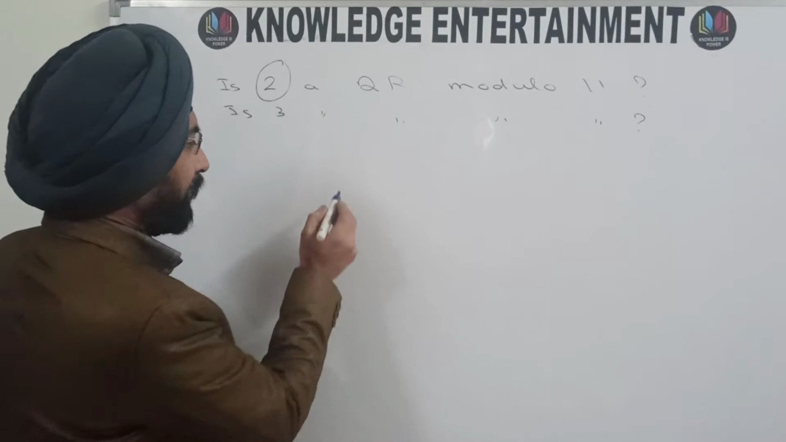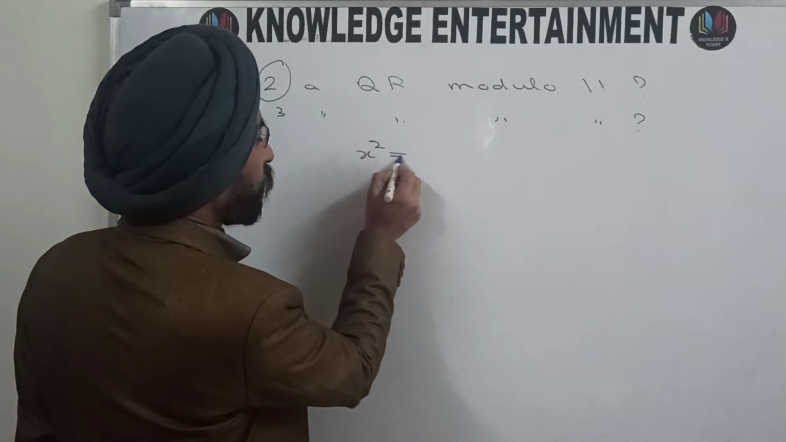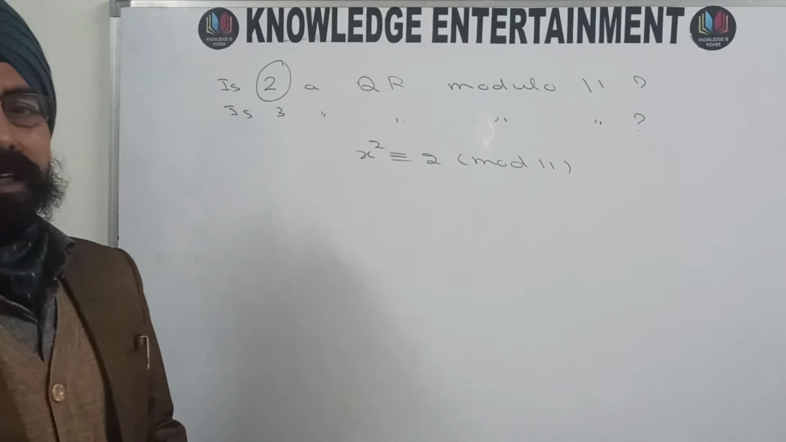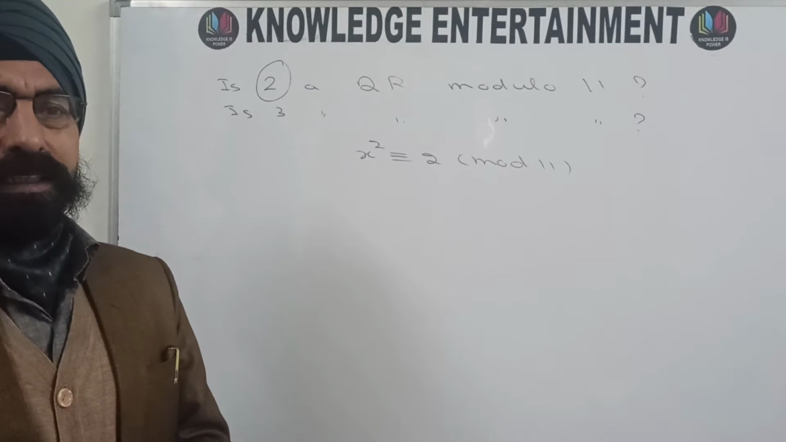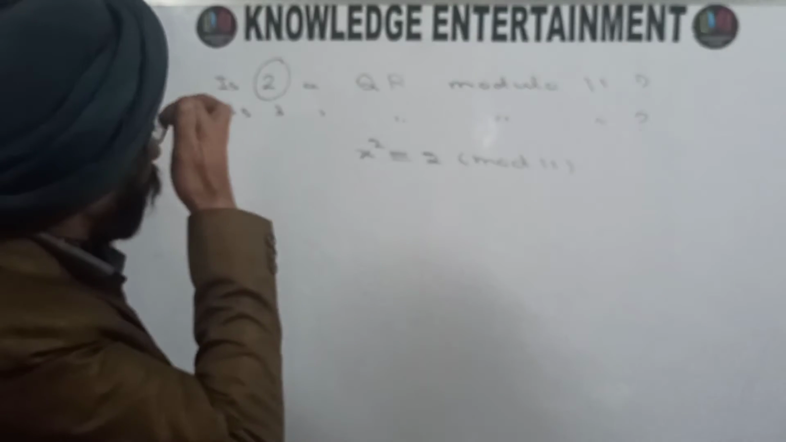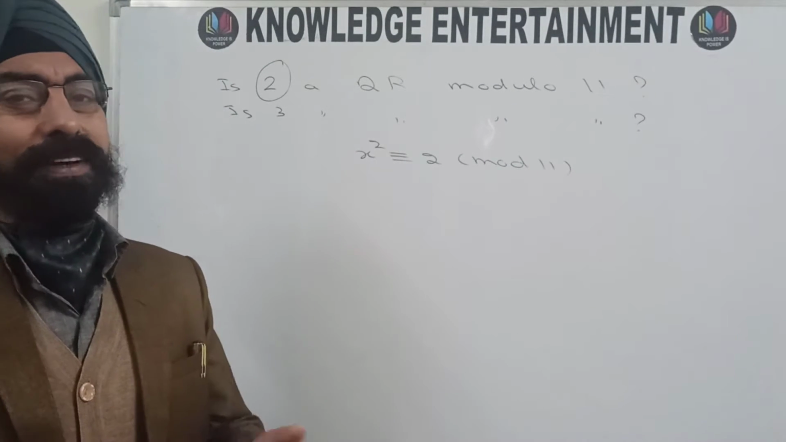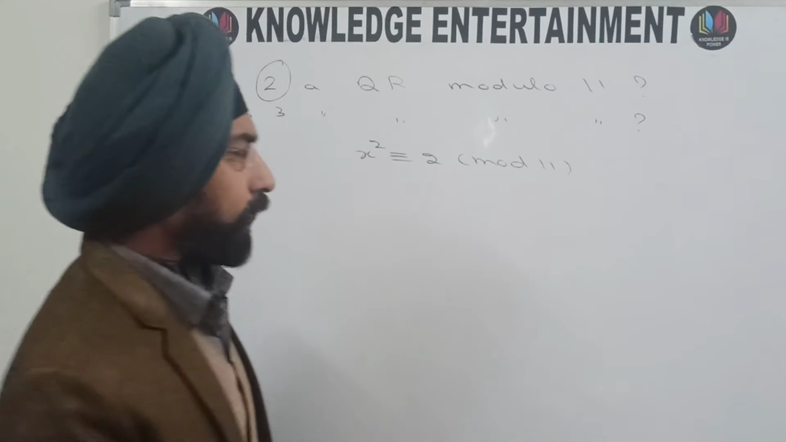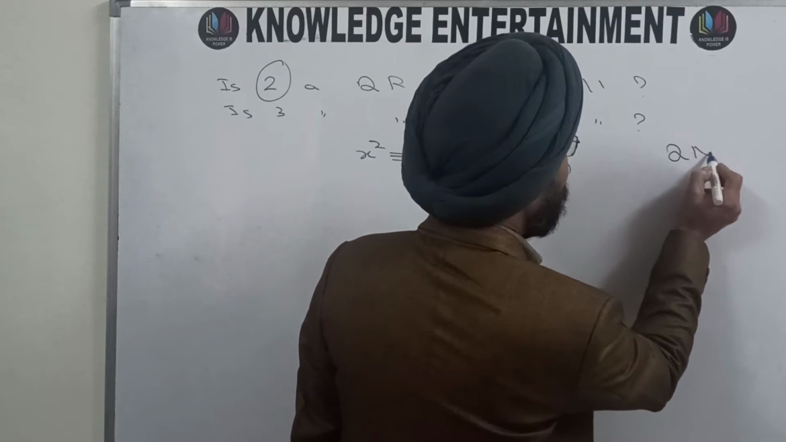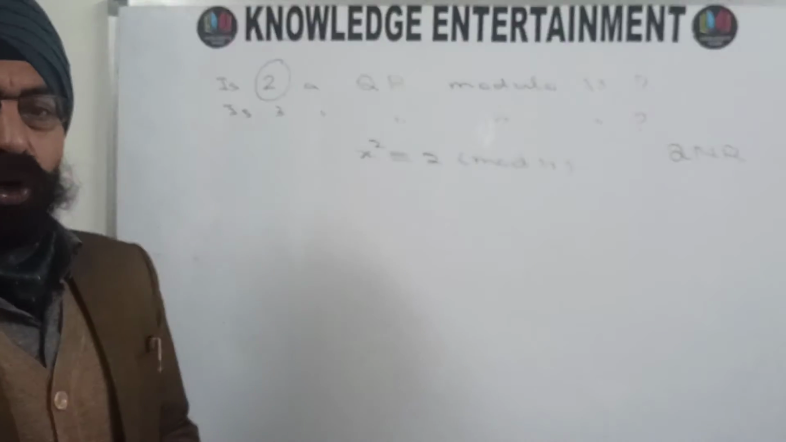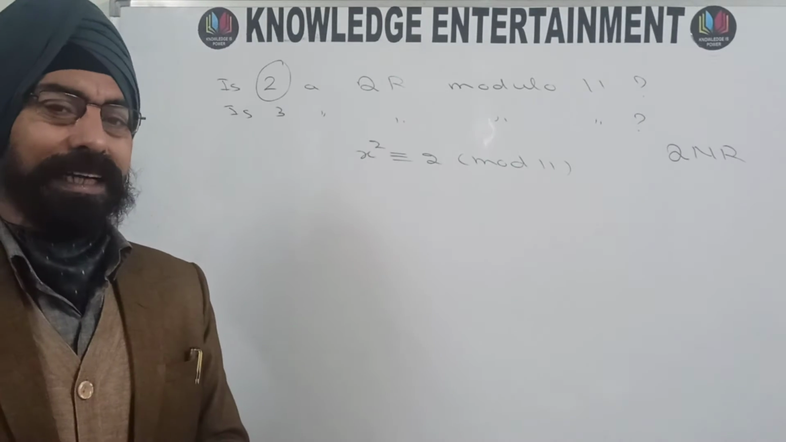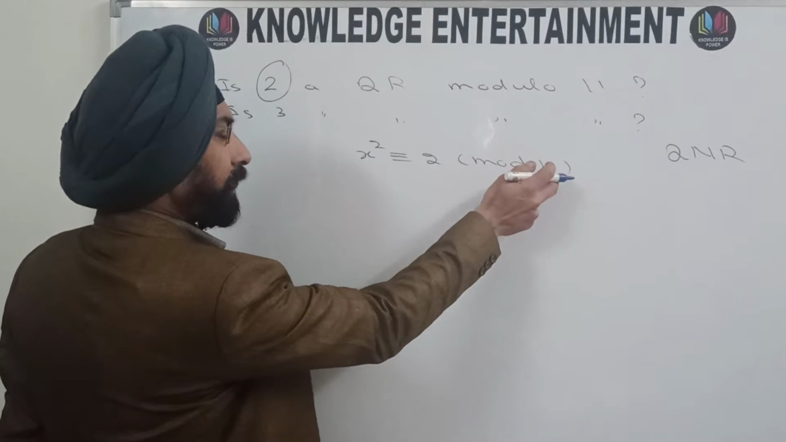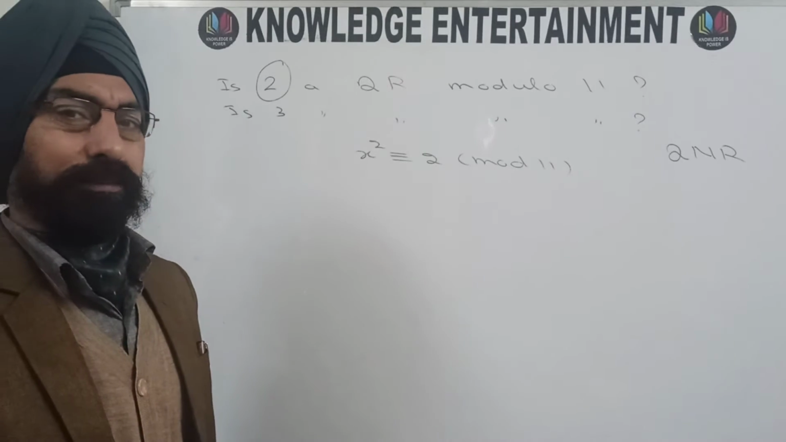So consider this quadratic congruence, x square is congruent to 2 modulo 11. If it has a solution, then we will say that 2 is a quadratic residue modulo 11. Otherwise, we will say that 2 is a quadratic non-residue modulo 11, and we will write QNR. So let us see whether this equation has a solution or not. You just have to check the solution from the complete residue system modulo 11.